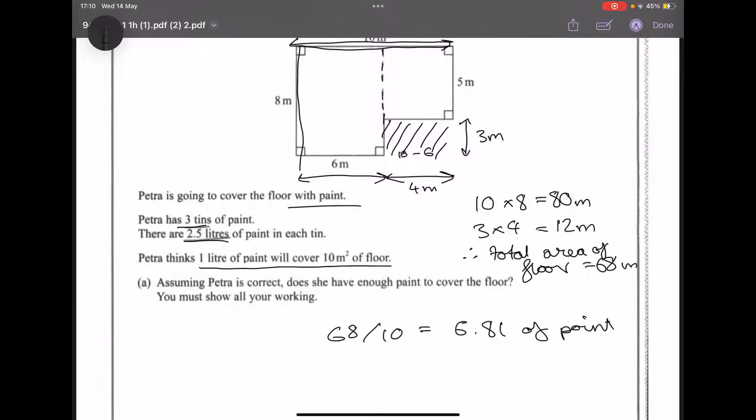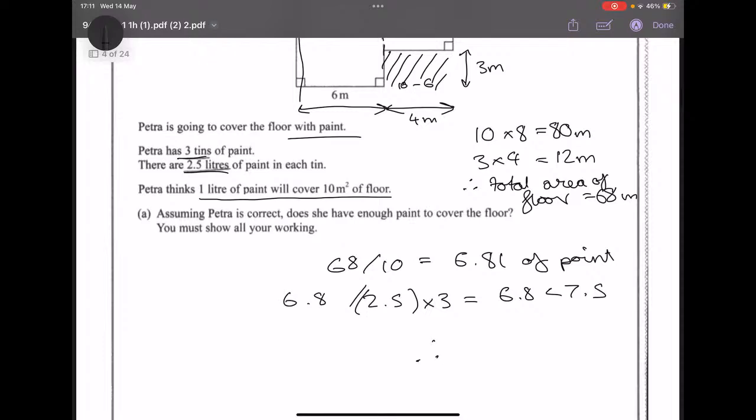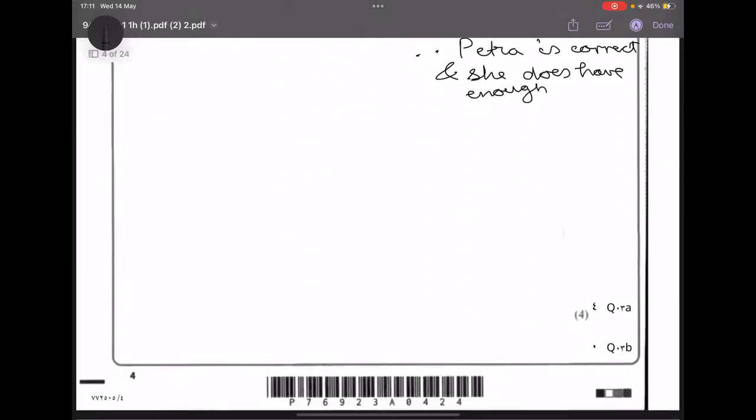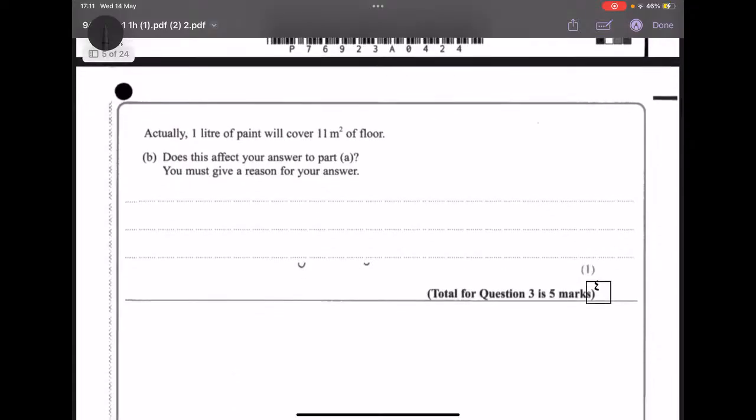However, over here we see that 2.5 liters are in each tin. Therefore, we will need 6.8 divided by 2.5. However, as there are 3 tins of paint, we must times 2.5 by 3. And as we can see here, 6.8 is less than 7.5. Therefore, Petra is correct, and she does have enough paint. That is a simple question, 4 marks, very easy to get.